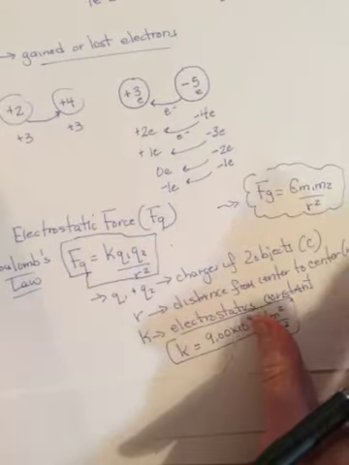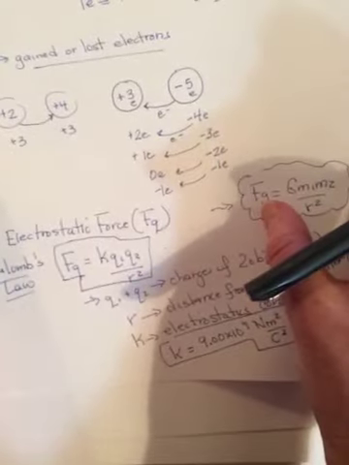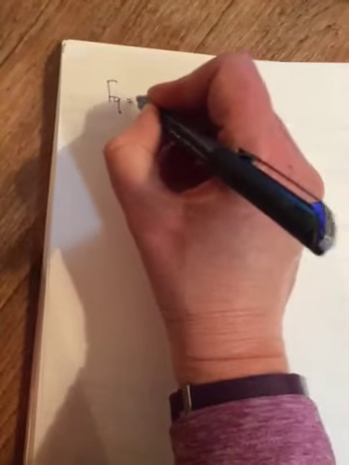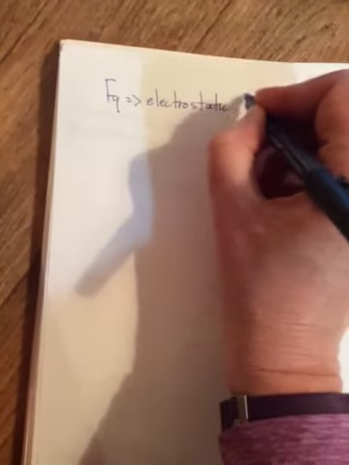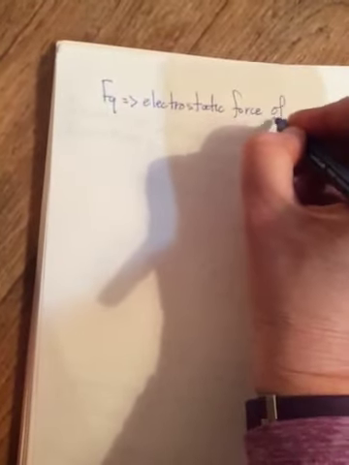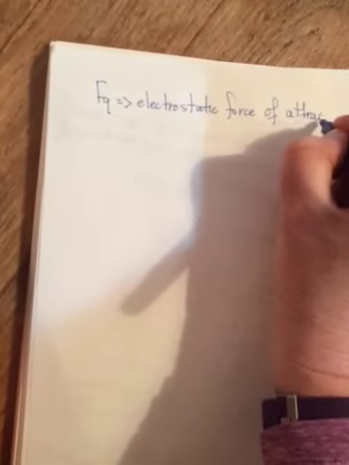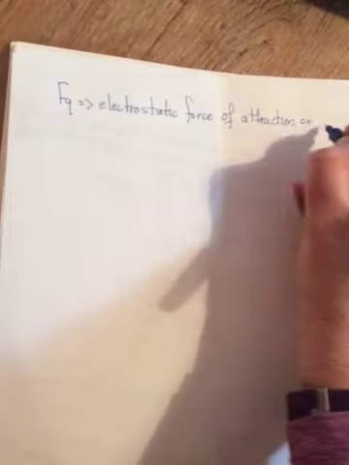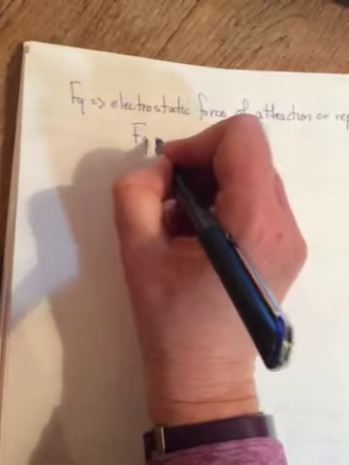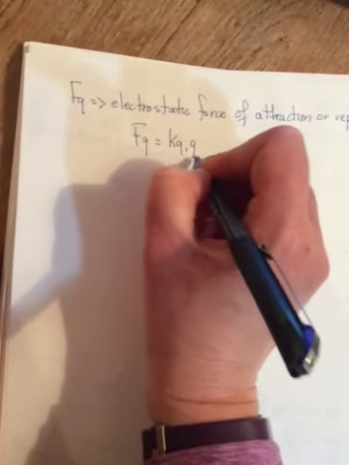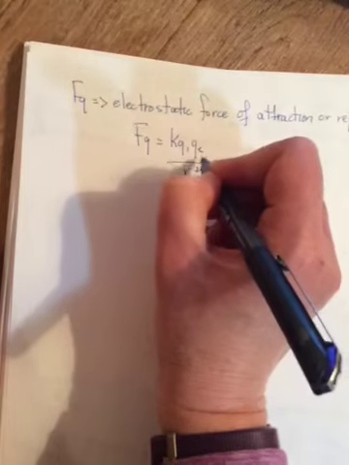Okay, and Fg was the gravitational force of attraction, but FQ is going to be the electrostatic force of attraction or repulsion. Now, whether it's attraction or repulsion depends on the nature of the charges that you have. So think about the math, right? So it's K Q1 Q2 over R squared.